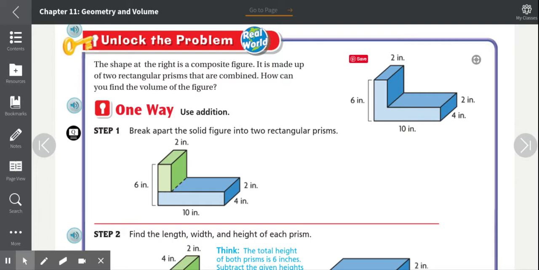If you do not have your GoMath book, then you can find these pages attached in this assignment, and you can work off of those. It's also what you're seeing on your screen right now in case you just want to follow along.